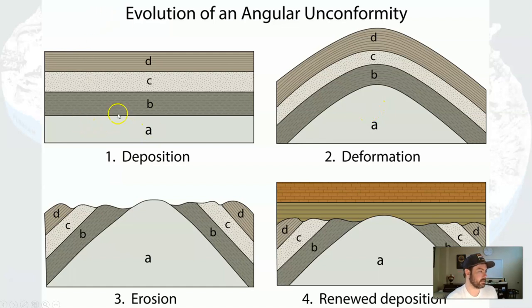So originally you get some layers deposited, principle of original horizontality. They were later tilted due to some deformation, maybe convergent boundary. The top of it was ground down to an erosional surface, and then new sediment deposited on top that would eventually become sedimentary rock layers. So there you have an angular unconformity. Horizontal above, tilted below. Pretty easy to pick out.